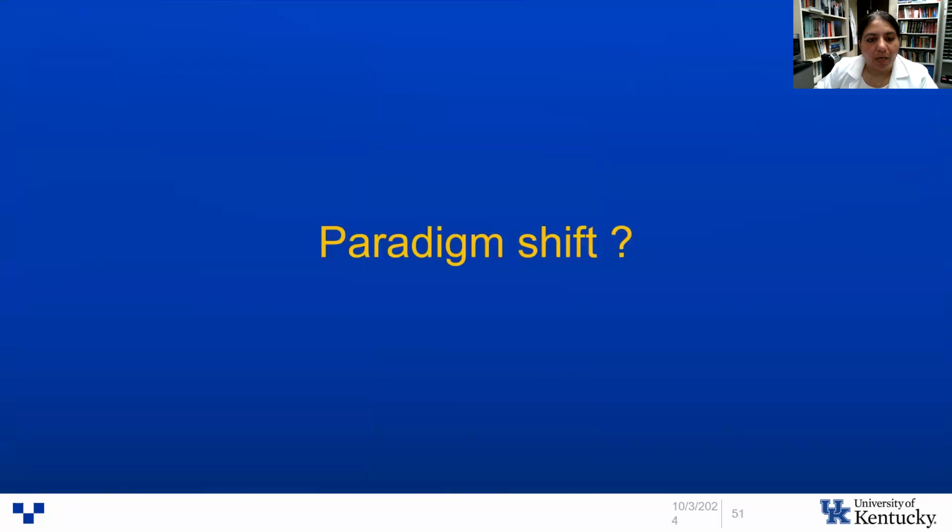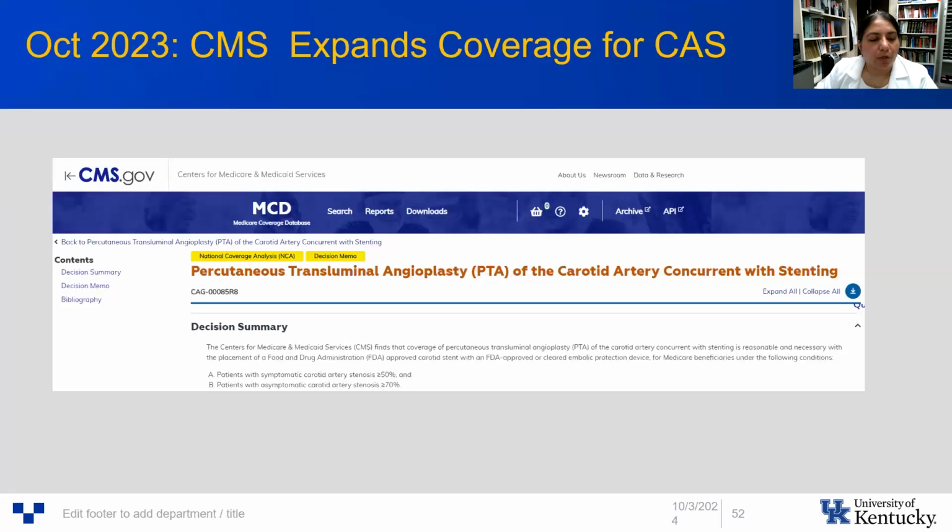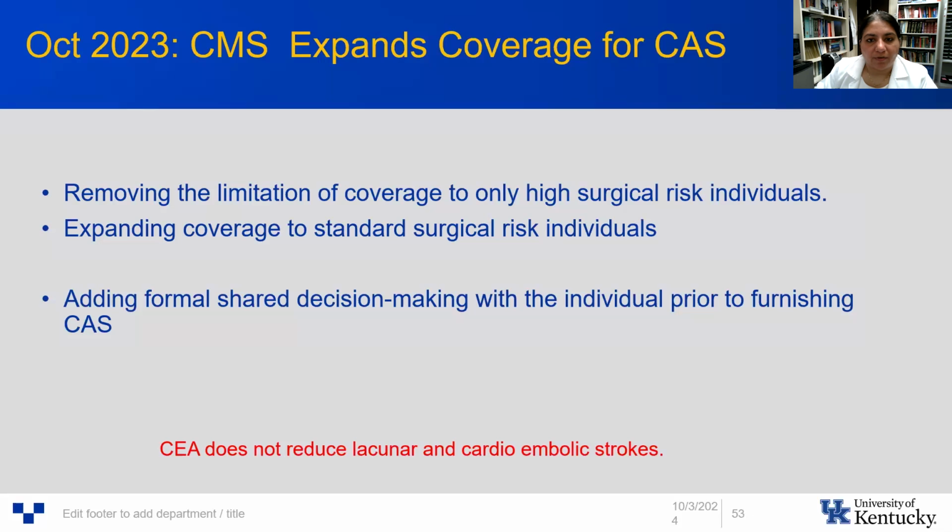And once this trial came out, in October 2023, CMS expanded the coverage for carotid artery stenting. What does that mean? Initially, carotid artery stenting was only approved for patients who are high risk for CEA, or if you wanted to use it in patients who are not high risk for CEA, you had to be part of a clinical trial. But now, starting October 2023, this requirement is no longer there. Even patients who are regular surgical risk, not high surgical risk individuals, can undergo carotid artery stenting.